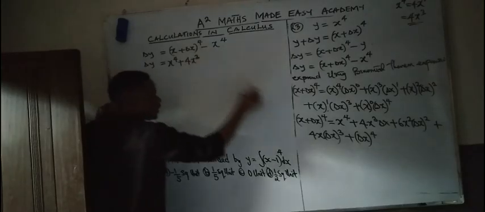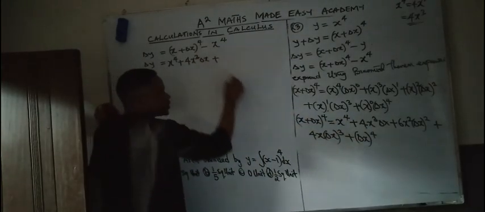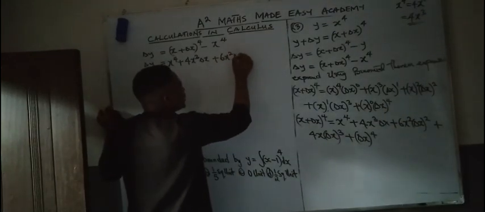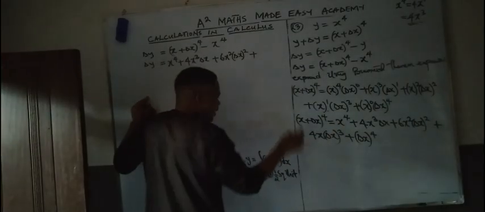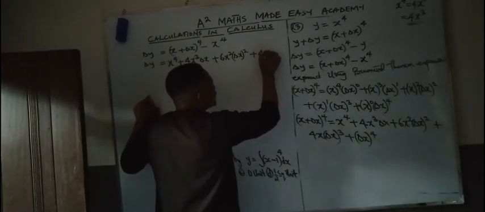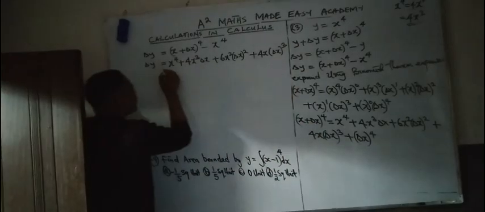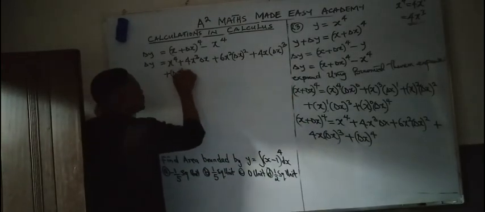4x to power 3 followed by dx. Are you with me? Then plus, next is 6x raised to power 2, then dx to the power of 2. Then I will add, next is 4x (dx) all raised to power 3. Then finally, plus (dx) all raised to the power of 4.